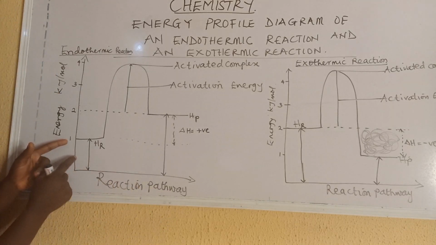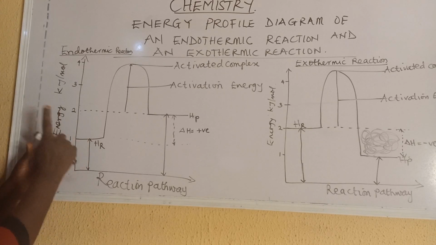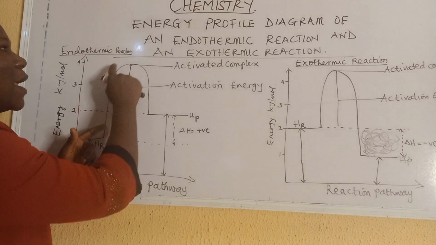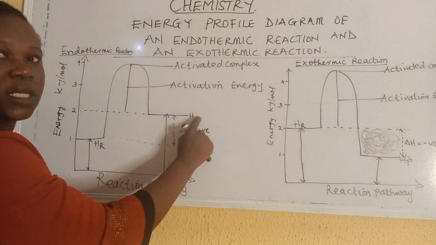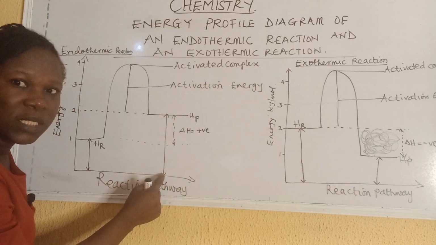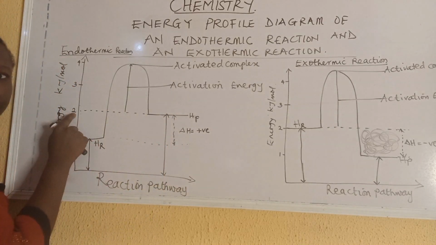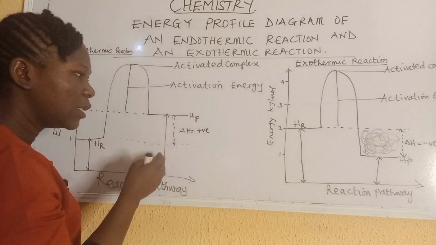Now, on level 1, the heat of reactant here at the beginning is on level 1. And at the end of the reaction, this is the heat content, the heat of the product. And can you see the level? It is now 2. So at the beginning, the heat is 1. At the end, the heat content is 2.